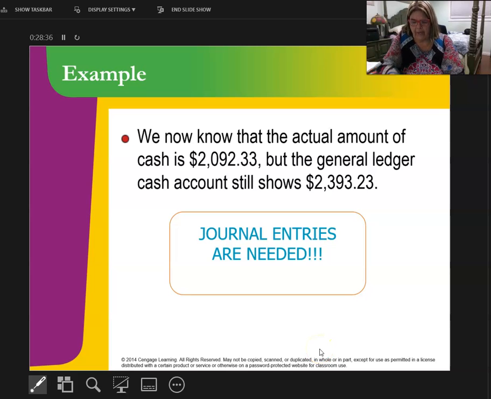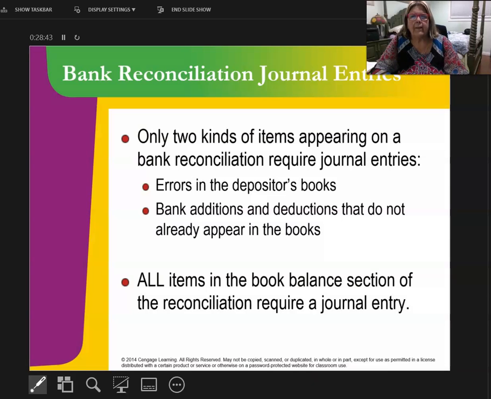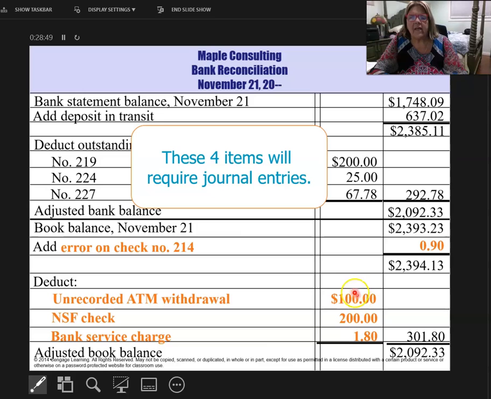Okay, so now we're going to actually look at journal entries for the bank reconciliation. Bottom line is, when I do a journal entry, I only look at things down here. Only things at the bottom for the book balance require a journal entry. Nothing up here requires a journal entry. So only the book side only. There's only 4 items, this one and these 3.